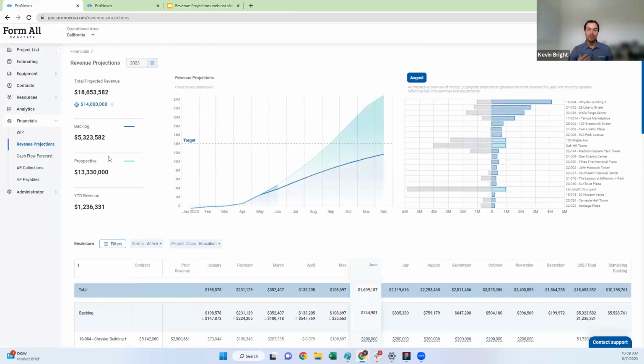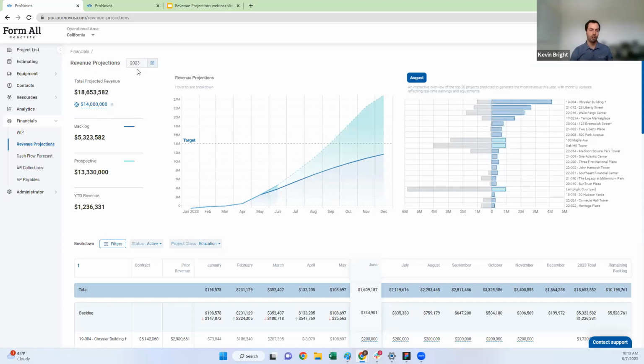So yeah, let's get into how you would actually go ahead and do your revenue forecasting within ProNovos. What I have pulled up here is our revenue forecasting tool. The first thing you'll see is you can select the year. So this is really good, right?